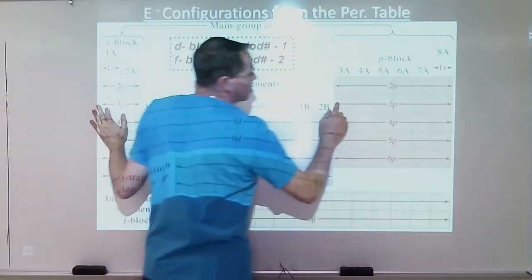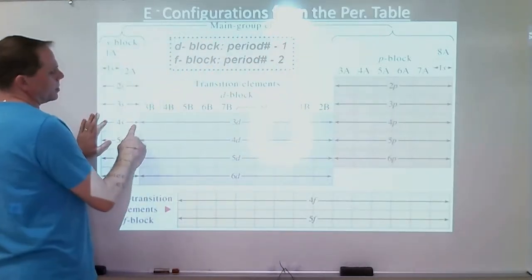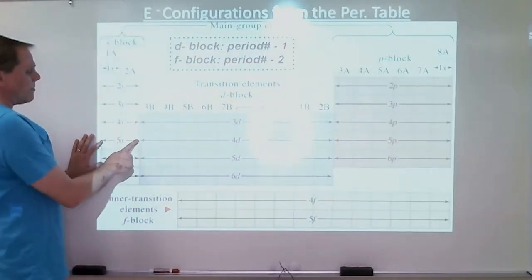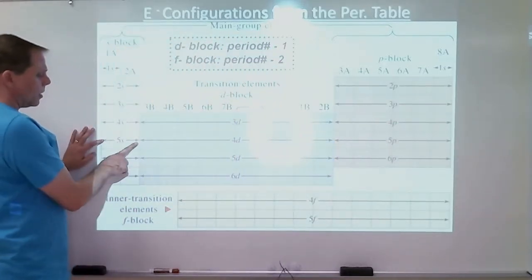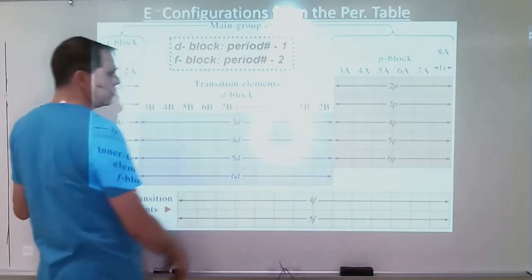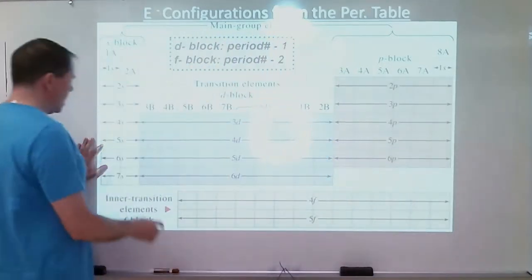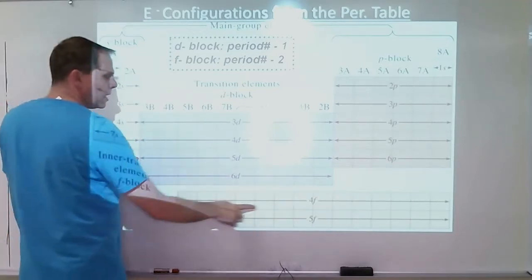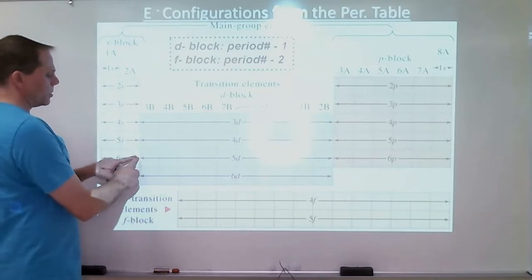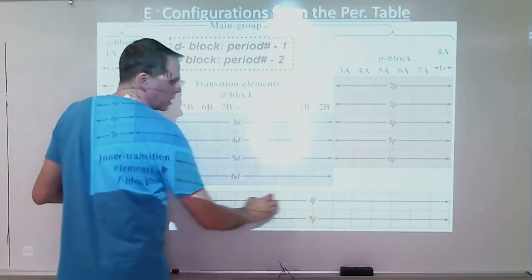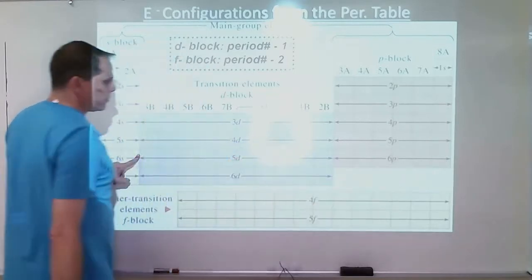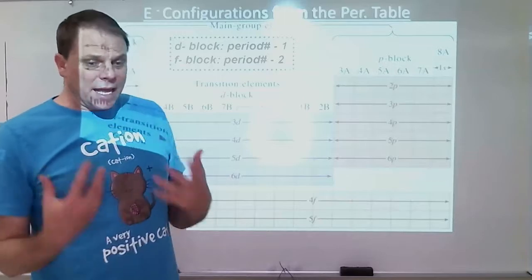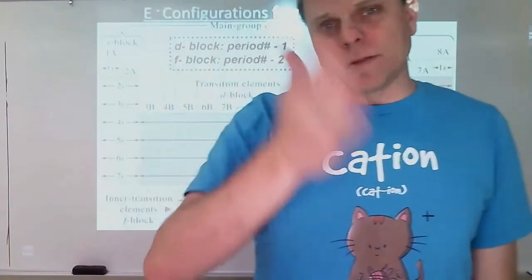2p6, 3s1, 2, 3p, 1 through 6, 4s, 1 and 2, 3d, 1 through 10, 4p, 1 through 6, 5s, 1 and 2. Okay, now we go 4d, 1 through 10, 5p, 1 through 6, and now we hit 6s. Before we jump down into the D's, we will start hitting our F's. Okay, so we go 6s, 1 and 2. There's actually a little 5d1 that happens there. We won't talk about that right now. And then you go to 4f, 1 through 14, then you kick back to 5d, 1 through 10, and then 6p, 1 through 6.